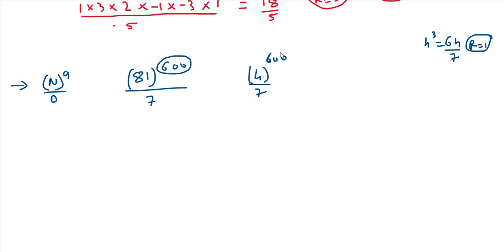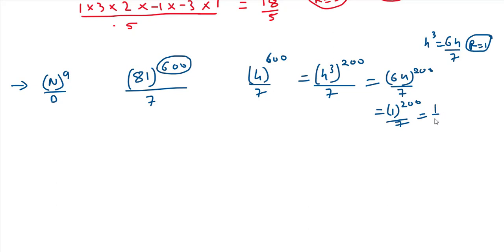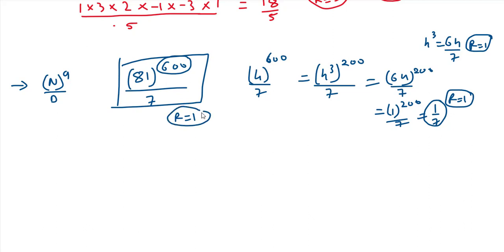So we will try to write this number in the form of 4 cube. We can write this number as 4 cube the whole raised to 200, since 3 into 200 will give us 600, divided by 7. 4 cube is 64 upon 7. Now 64 when divided by 7 gives a remainder of 1. 1 raised to 200 is 1, by 7, which will give a remainder of 1. So this number, 81 raised to 600, when divided by 7 will give a remainder of 1. In this way you can simplify the numbers step by step and arrive at your answer of remainder.